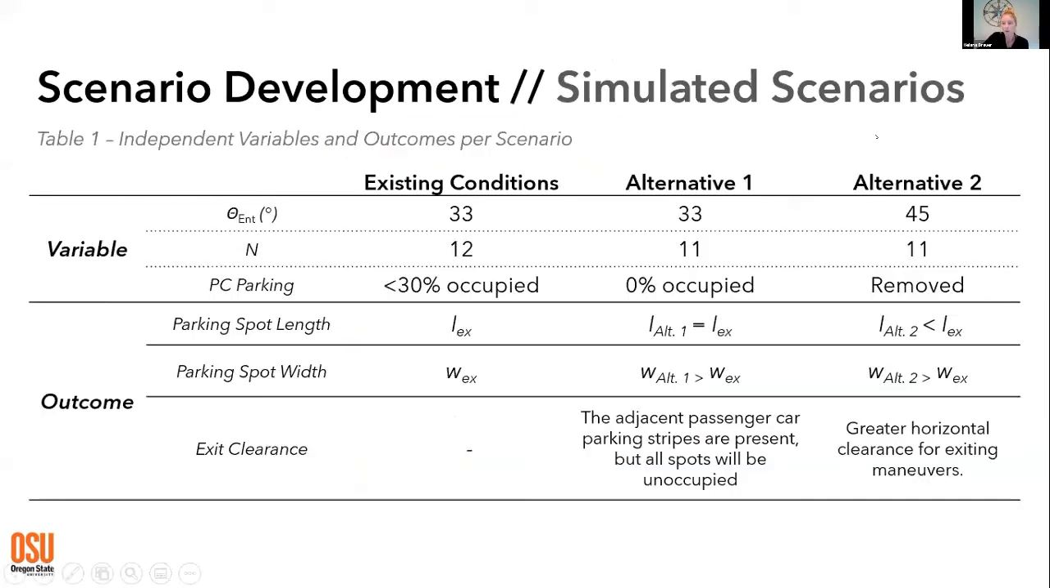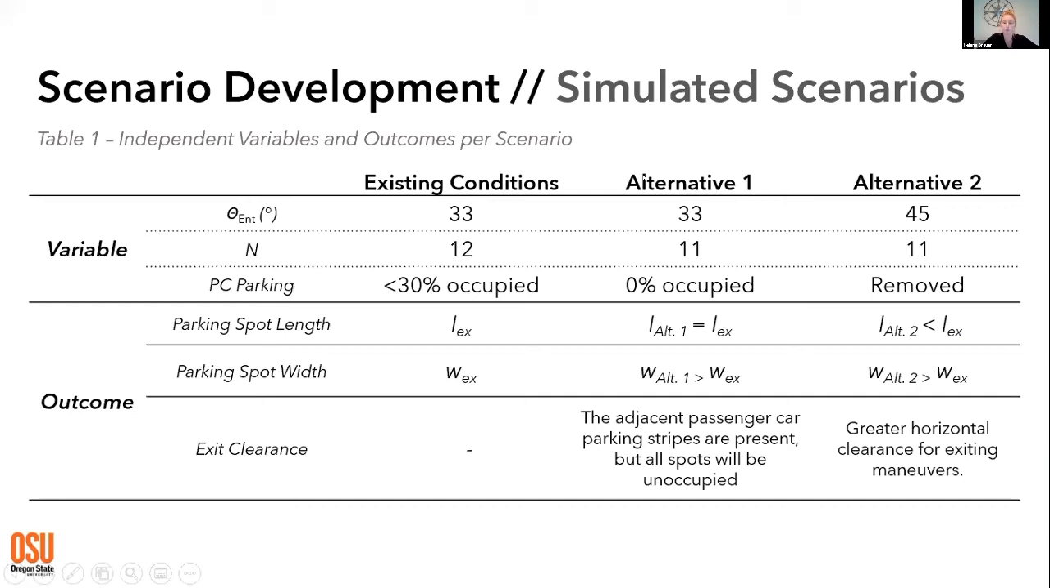So the simulated scenarios, as I said before, we had the existing conditions and then the design alternatives 1 and 2. So what did those look like? And what do they look like in the simulator? How did we simulate them? So the existing conditions, the entrance parking angle was 33 degrees, and there were 12 parking spots, and we left the passenger car parking there, and it was around 30% occupied.